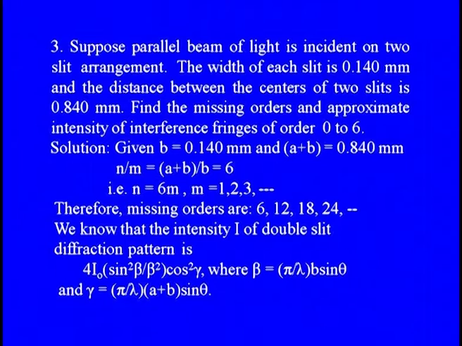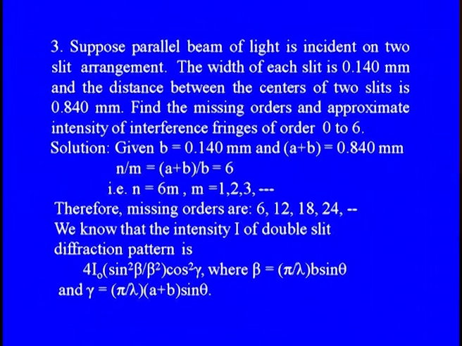Problem number 3. Suppose parallel beam of light is incident on two slit arrangement. The width of each slit is 0.140 millimeter and the distance between the centers of two slits is 0.840 millimeter. Find the missing orders and the approximate intensity of interference fringes of order 0 to 6.